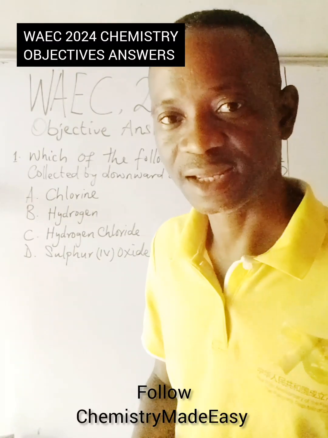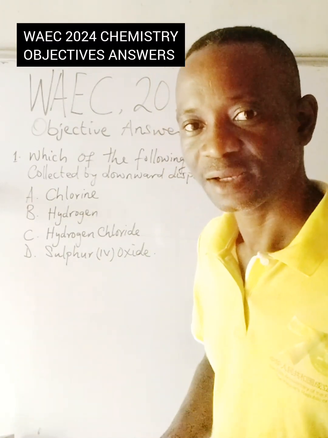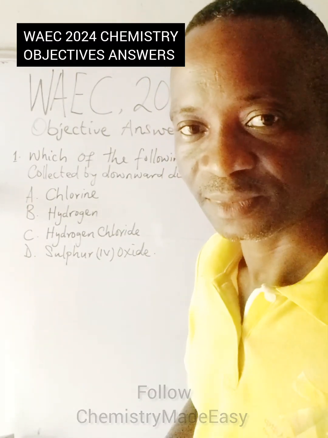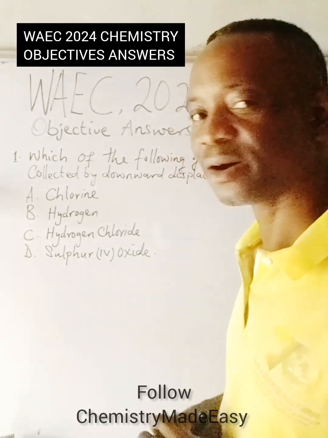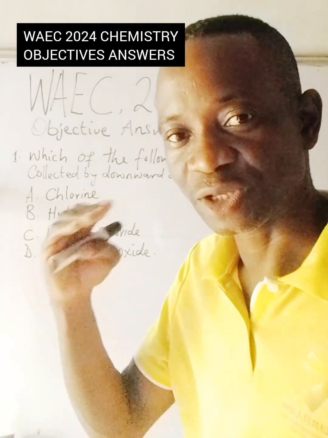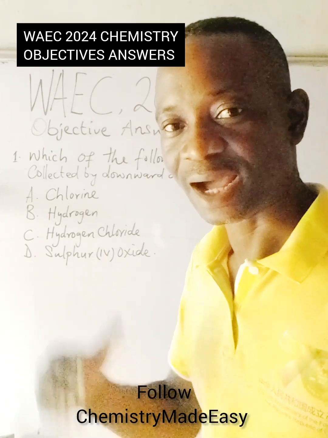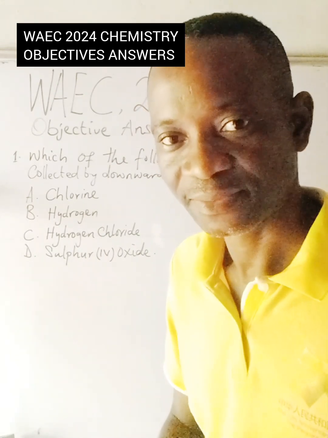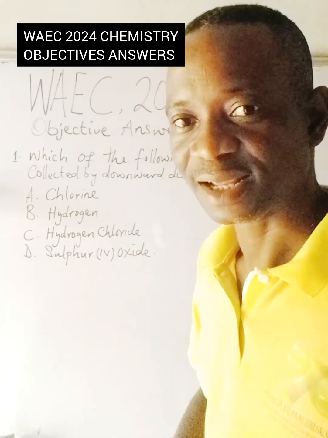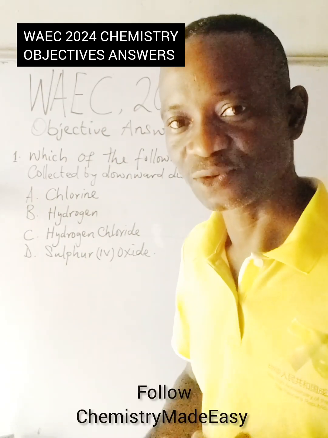Are you a WAEC candidate for this year? You just finished writing chemistry. Here is a rundown of the 50 OBJ. I'm going to break them down and give the accurate answers. So follow as I solve from number 1 to 50.